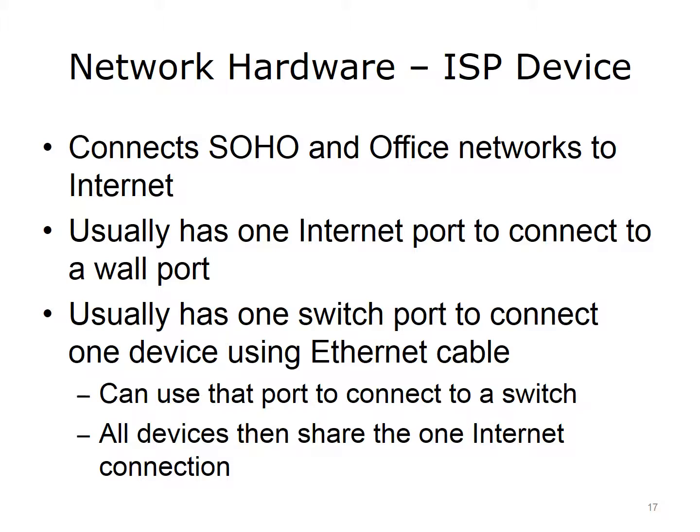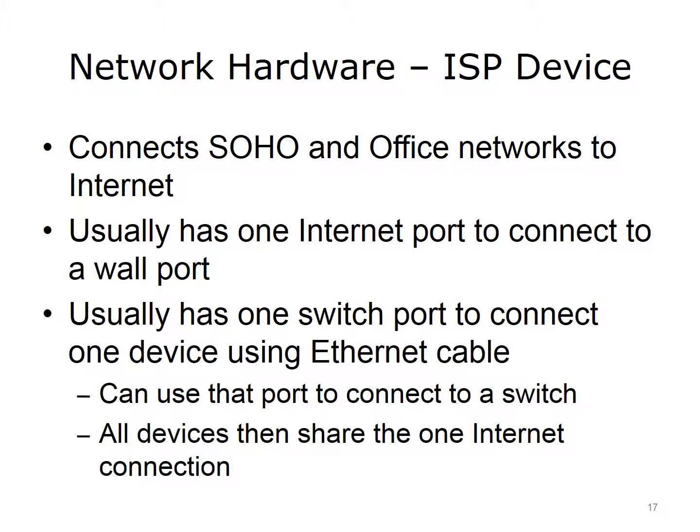The ISP device usually has one internet port, which can be connected to a wall port. The ISP will usually provide the necessary cabling and other supplies needed to connect to the ISP device. This device usually has one switch port to connect one office or home device via an Ethernet cable. Users can decide to use that port to connect to a switch, which can then connect to other devices or even other switches to extend the network.